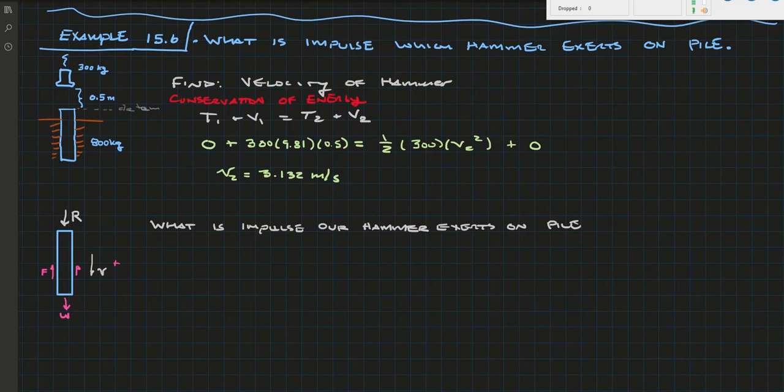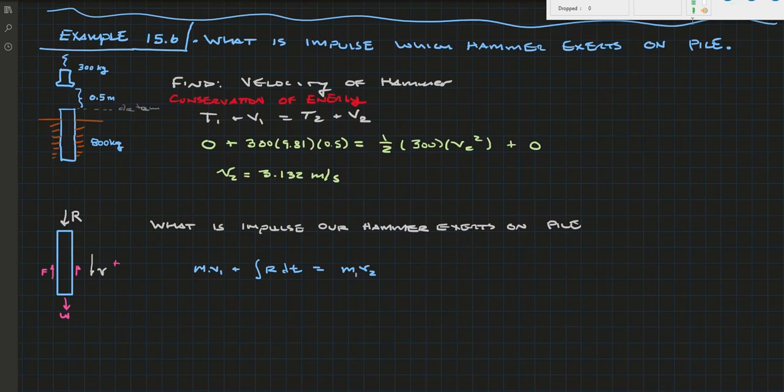Let's call this direction positive, that we're heading down. And let's set this up so we've got M1 V1 plus. Now, we only have one impulsive load here, and that is R. The friction and the weight are very small, negligible compared to R over the almost instantaneous time period that we are interested in. So we have the integral of R dt equals mass times our velocity 2.